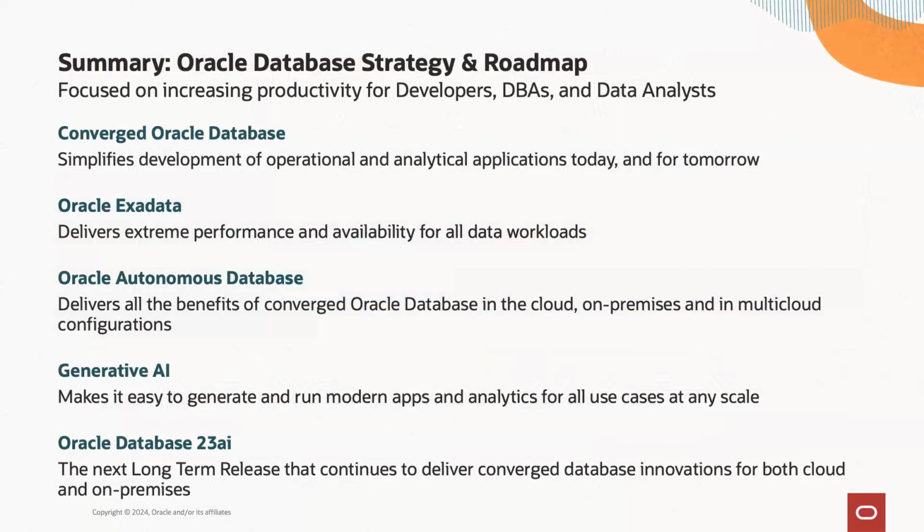So in terms of Oracle Database 23AI, our focus is to provide one single database which can provide converged database capabilities. And with our autonomous database, you get all those capabilities on top of the fully managed service. And with generative AI features, with vector search and other things, you can use our database for running modern apps and analytics for all kinds of use cases at any scale. And 23AI is going to be our next long-term release so that you get a longer support term window as well. With that, I'll hand it over to Erin.